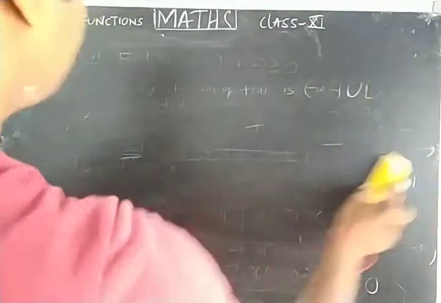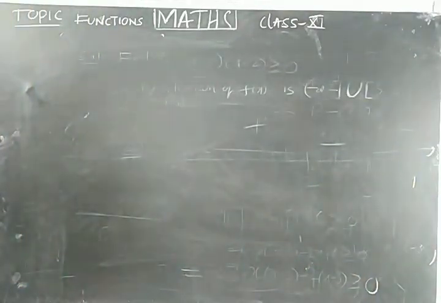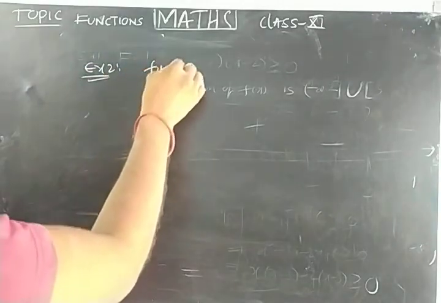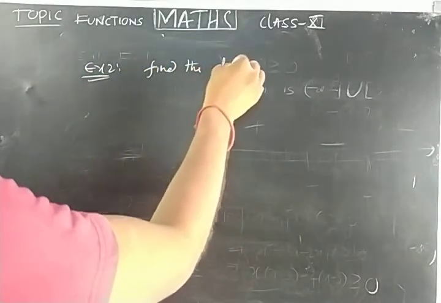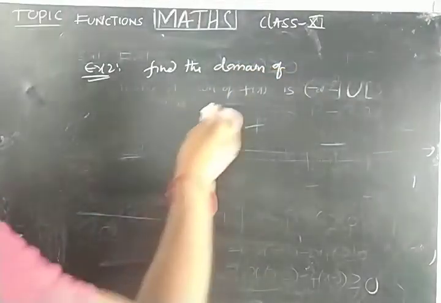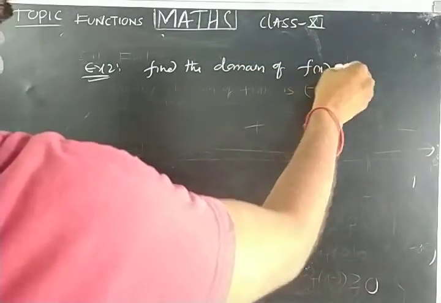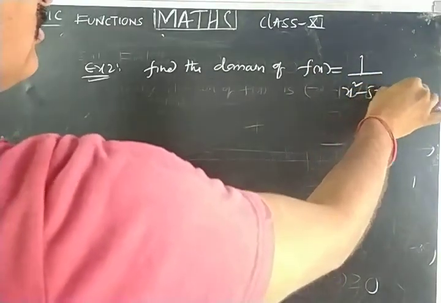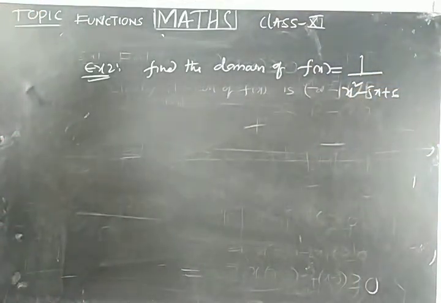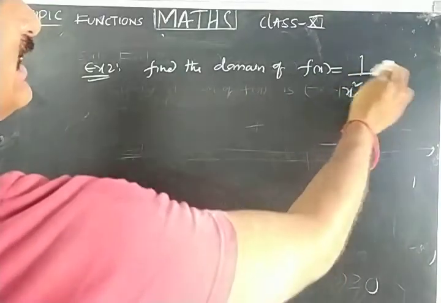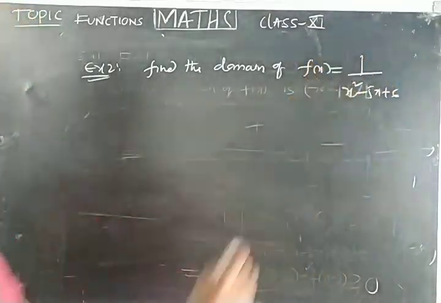Next example. Example 2. Find the domain of f of x is equal to 1 by x square minus 5x plus 6. Now again, this is in fraction form. So if the denominator is 0, then the function is not defined.